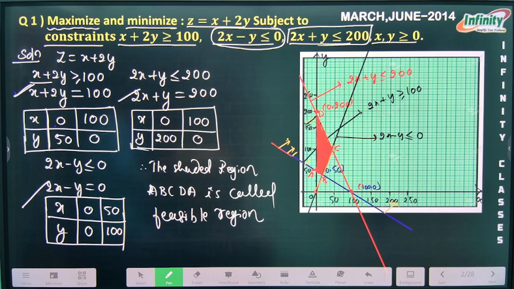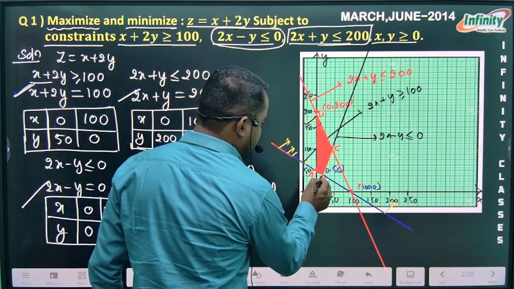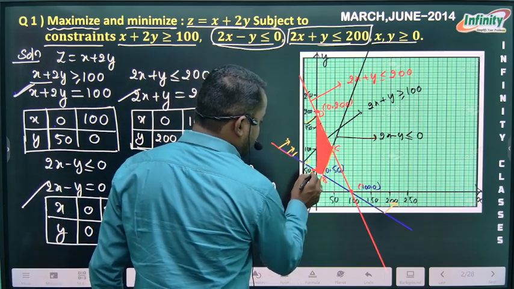20, 40. So this will be what? 20, 40. Here this is the x coordinate 20, and this is 40. This is A: 0, 50.